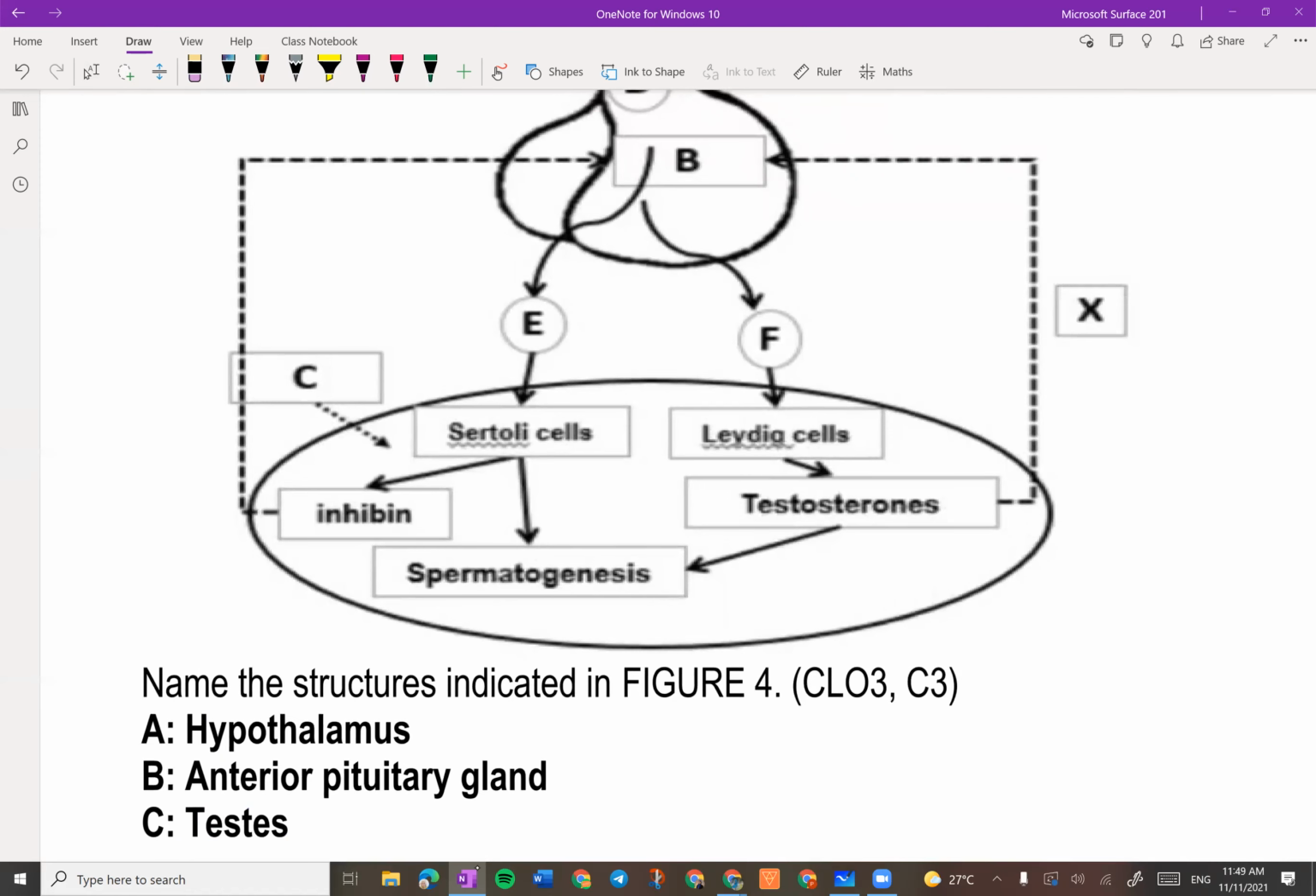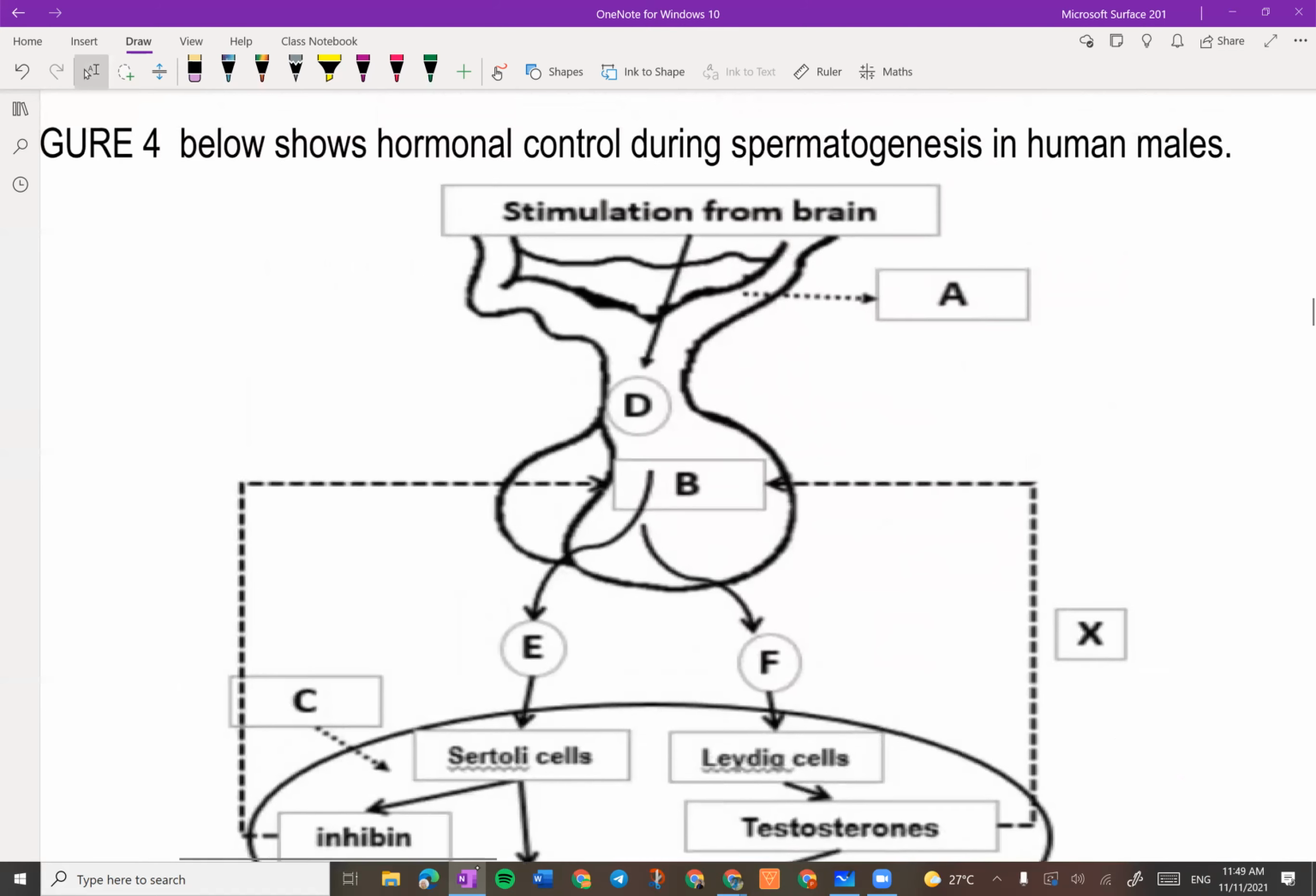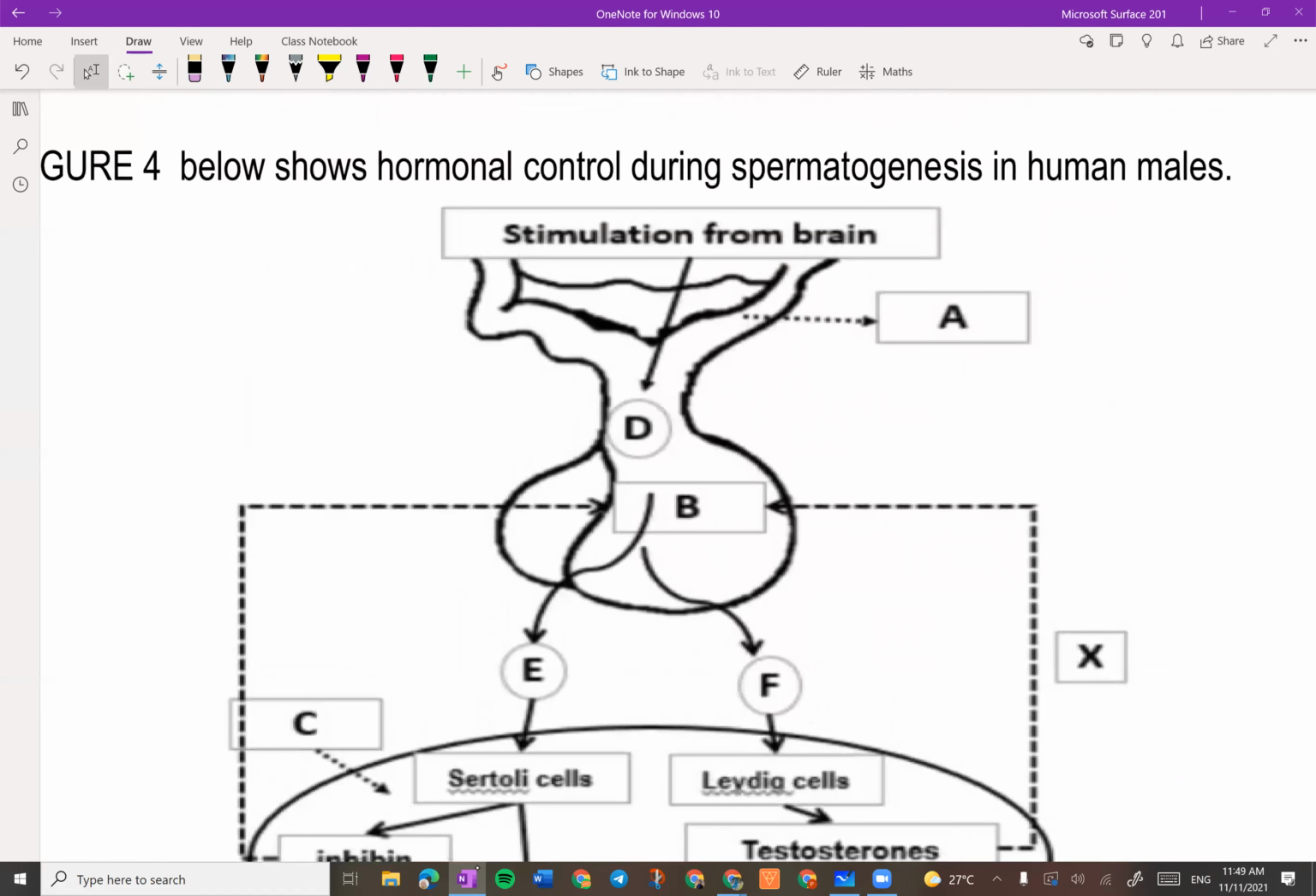Good. Next question. Ready? Name the following hormone and explain the function of each. So hormone D first. This hormone comes from A. So what would that be? GnRH. Full name? Gonadotrophin releasing hormone. In the exam, writing the full name of gonadotrophin releasing hormone is very important, right? Write it in full. Anyway, what is its function?